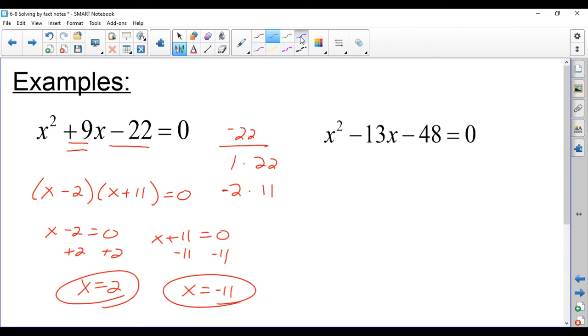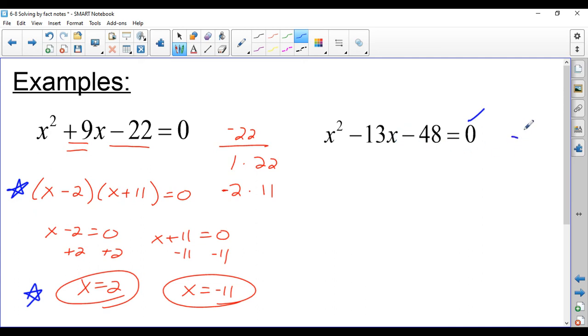When you're doing your homework, you must show me the factoring form and your solutions. If you can do this step in your head, that is fine, but you have to show the factored form and then the solutions. Here, again, set equal to 0, done.